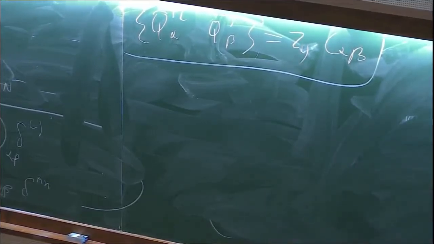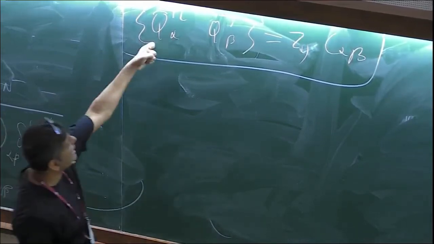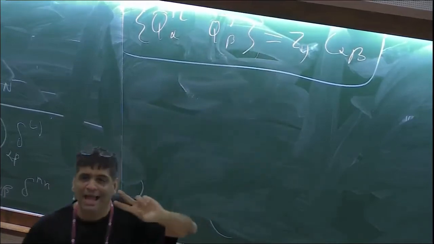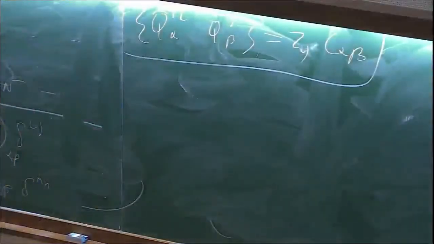Is this clear? So what we have is the chiral supercharges, roughly speaking, squared to give you momentum. The anti-chiral supercharges, also roughly speaking, squared to give you momentum. And the chiral and anti-chiral supercharges can obey an anti-commutation relation with each other with this Zij.